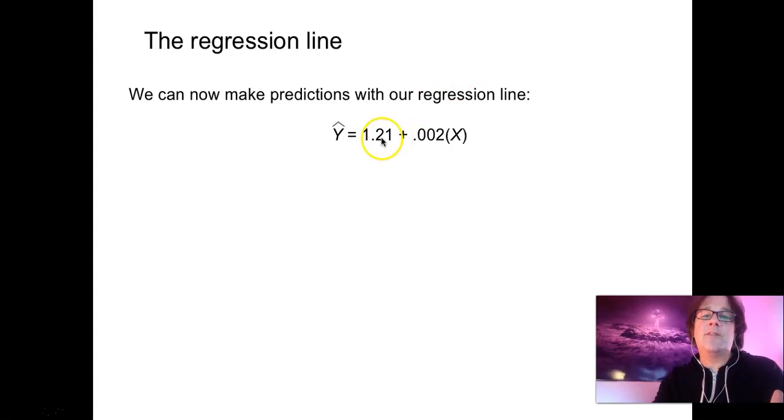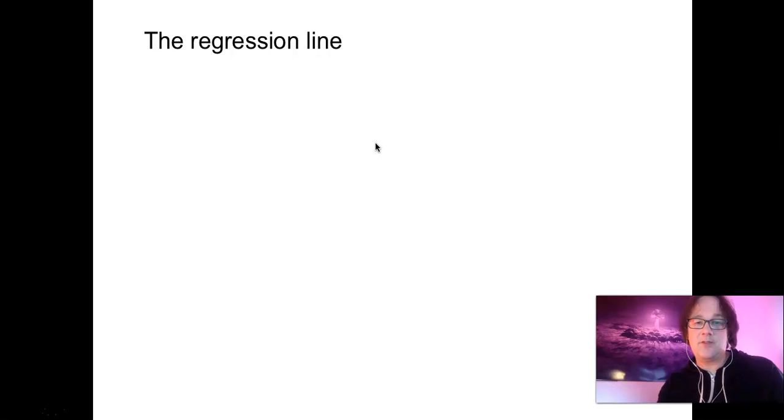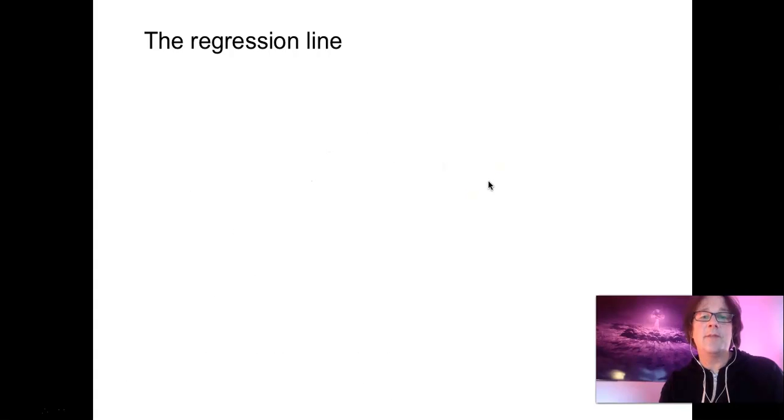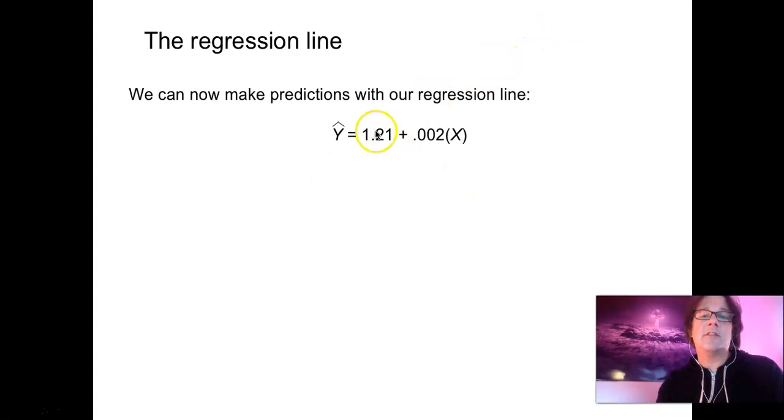Well, we found our A value, right? We have an A of 1.21. We calculated that, right? Let's go back really quick. See? Right here. Once we found B, we plugged it in. We got a y-intercept of 1.21. So there it is. We just plop it in.